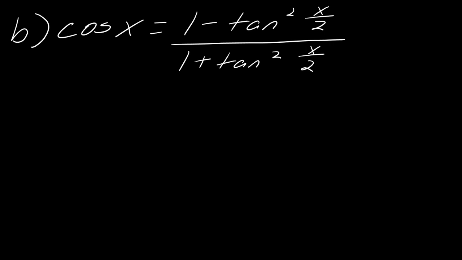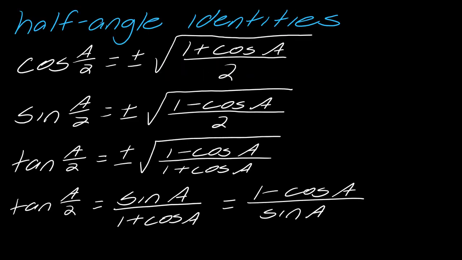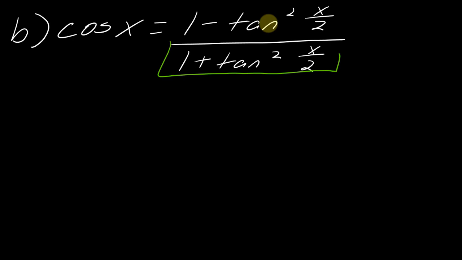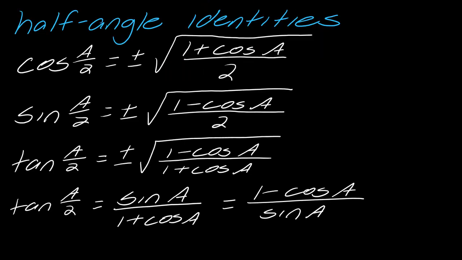Okay, so let's take a look at one more. Cosine of x equals (1 minus tangent squared x over 2) over (1 plus tangent squared x over 2). All right, so the general rule of thumb is that you want to start on the more complicated looking side, which I have to say this looks pretty complicated. These are already half-angle identities, so we can use the half-angle identity here.